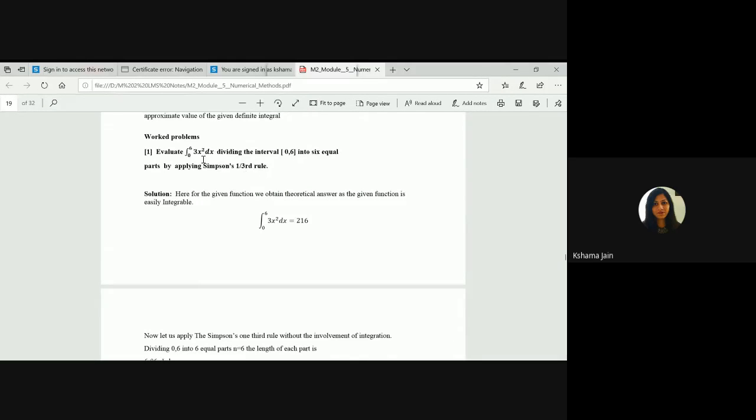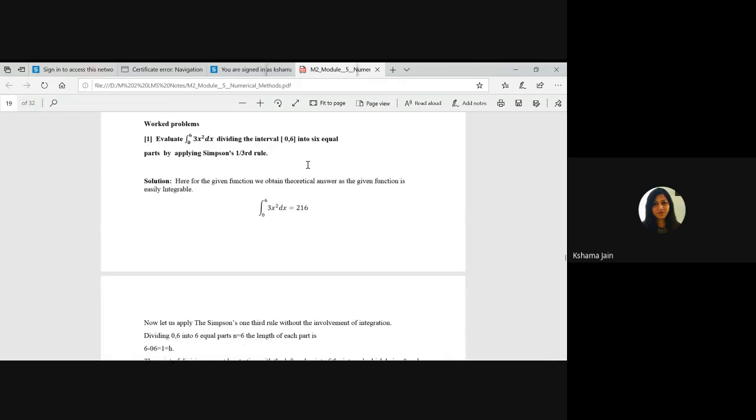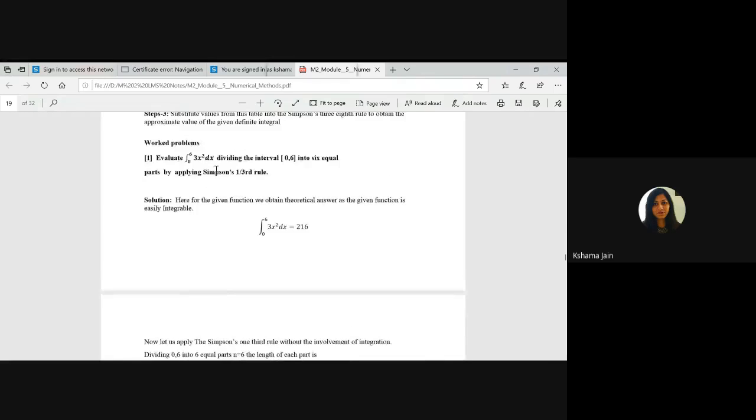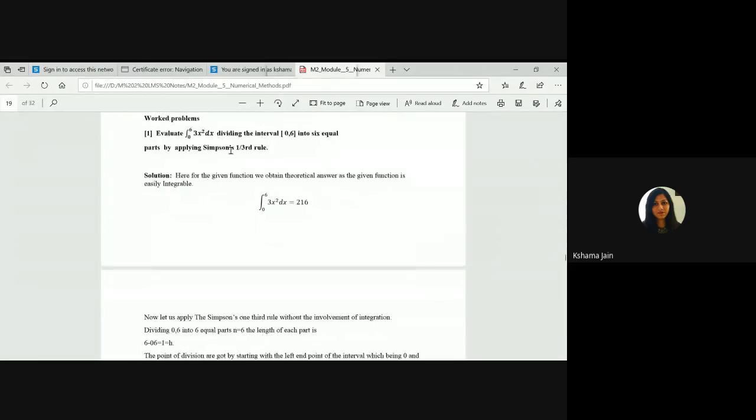So if you see, a is 0, b is 6, so h will be (b minus a) divided by 6, into 6 equal parts they are asking. They are showing, actually we could find out directly by integration. Obviously, if you integrate this, you will get 3x³/3, the 3 cancels out, x³, put the limit 0 to 6, you will get the answer 216. But they are asking by applying Simpson's one-third rule. So the answer will remain the same. The answer can never be changed by any other method. We just need to apply the method.